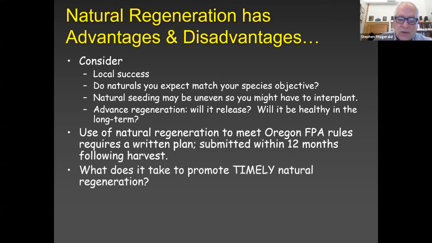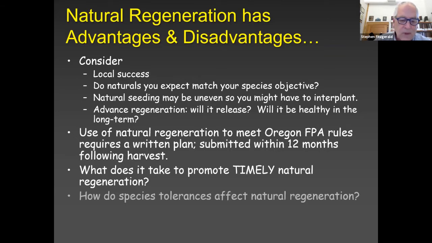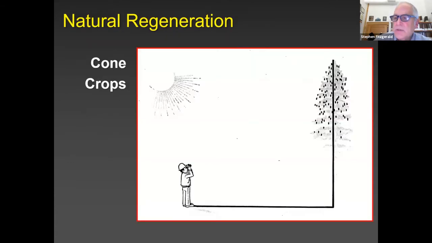And we'll talk a little bit about what it takes to promote natural regeneration. Some of that's out of your control, and maybe some is within your control. And we'll talk a little bit about tree species tolerances as it relates to both planted and natural regeneration. So let's talk about cone crops. I spent a lot of time looking at tree crowns and cone crops, and maybe some of you do too.